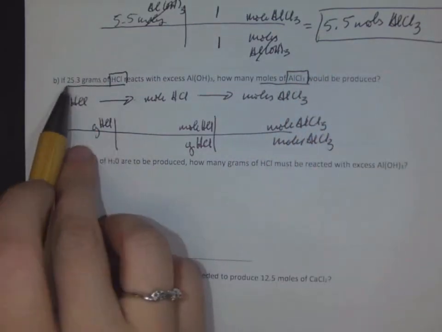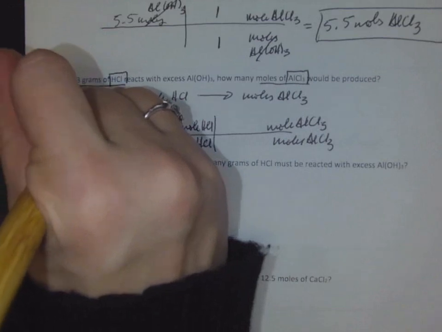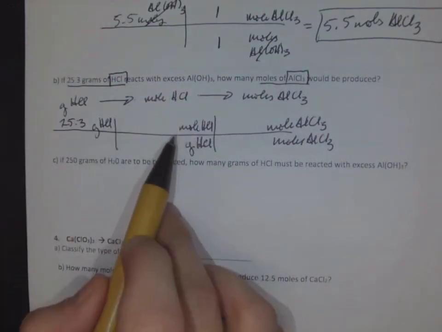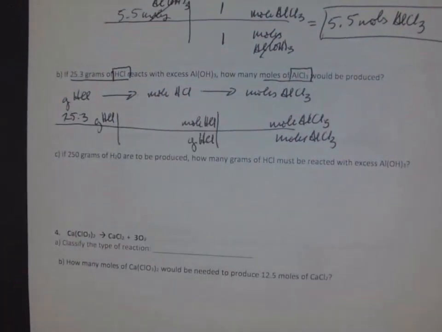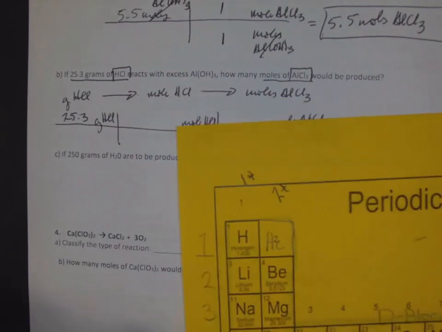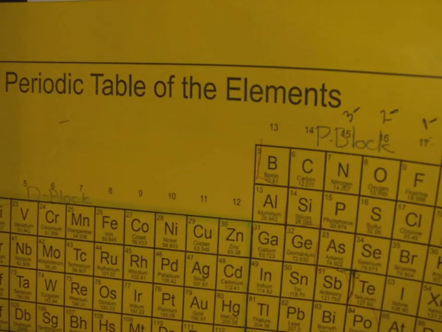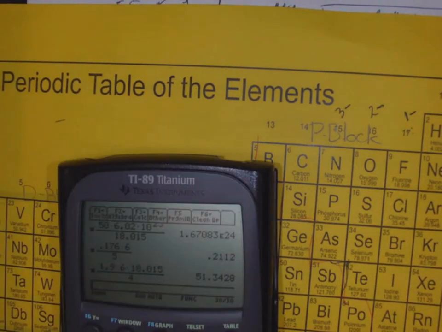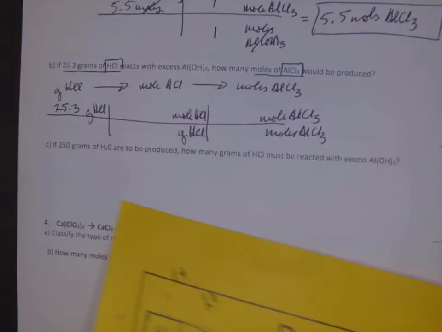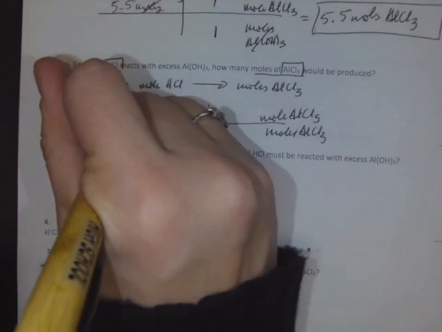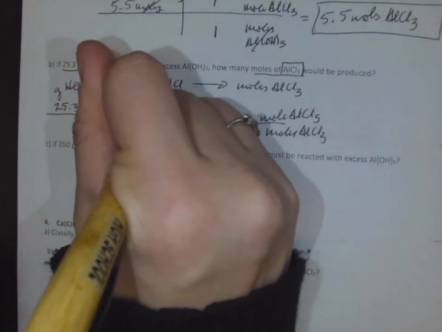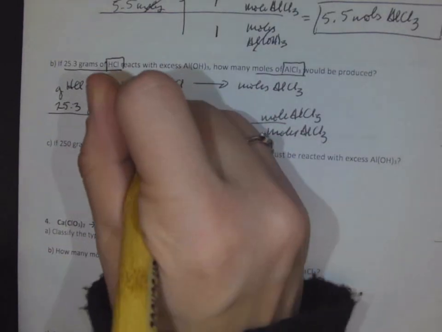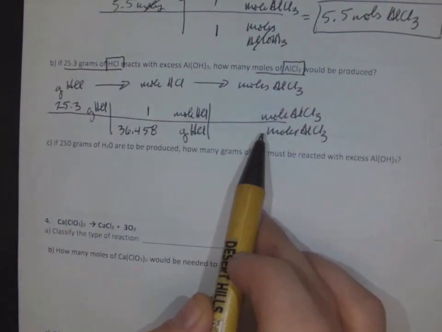So if I have 25.3 grams of HCl and then it's moles over grams, that's going to be periodic table. So 1 hydrogen and 1 chlorine. Okay, so chlorine and hydrogen, so 1.008 plus chlorine 35.45. So that's going to be 36.458 grams per mole. Moles over moles is the balanced equation.